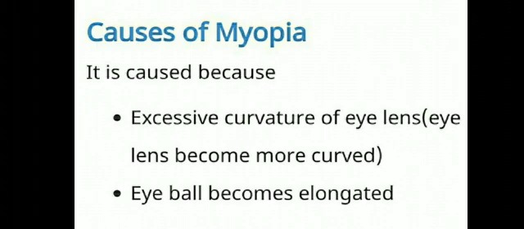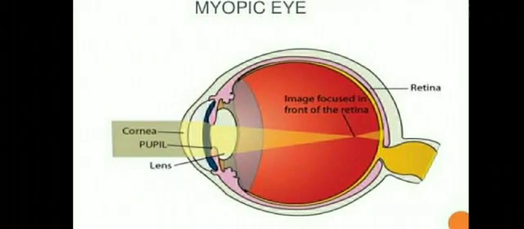Students, do you know what are the causes of myopia? Myopia is caused due to two reasons. First, due to excessive curvature of eye lens. That means lens of the eye becomes more curved and becomes thick, due to which focal length is decreased, so it is unable to see distant objects clearly. And second reason is elongation of eyeball. It is a genetic defect due to which eyeball becomes elongated and image is formed before retina.